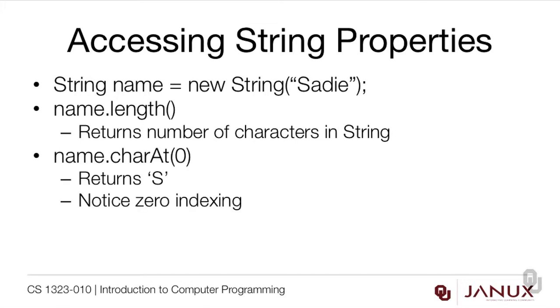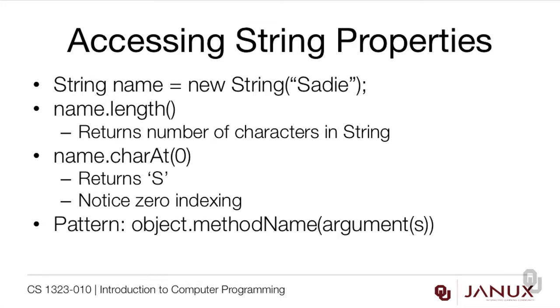You also can find out what the individual letters are by asking for them by number. So name.charAt(0) returns a capital S. Now, you'll notice that the letters themselves are 0 indexed. So the first letter is 0, the second one is 1, the third one is 2. That's going to seem a little weird at first, and it is certainly the source of a lot of mistakes for beginners, but you will get used to it soon.